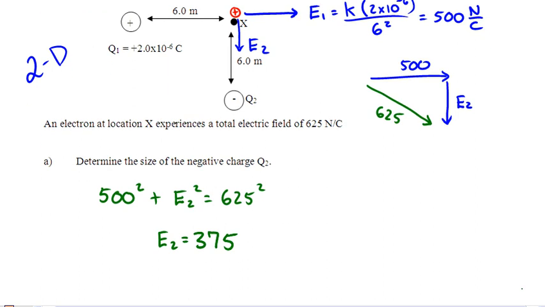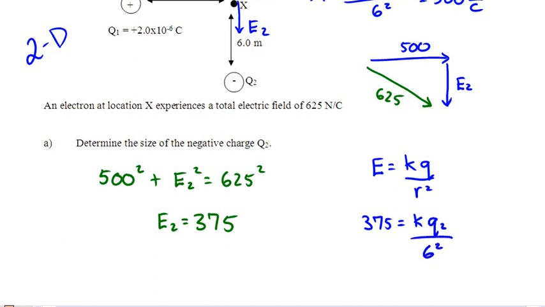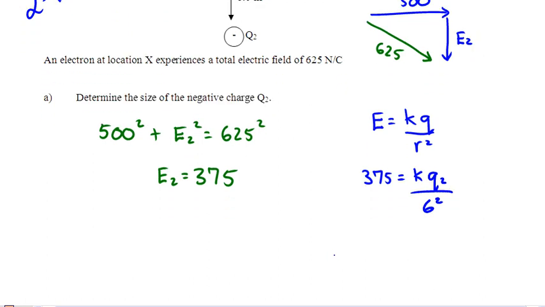Okay, now finding out how big Q2 is. It's not that bad. We know for electric field, it's all about a K, the Q you're nearby, divided by R squared. So 375 is equal to the K, which is 9 times 10 to the 9, right? It's on the formula sheet. Q2 we're looking for, and then 6 squared. And so when you're done, you find that this Q is 1.5 times 10 to the negative 6 coulombs.